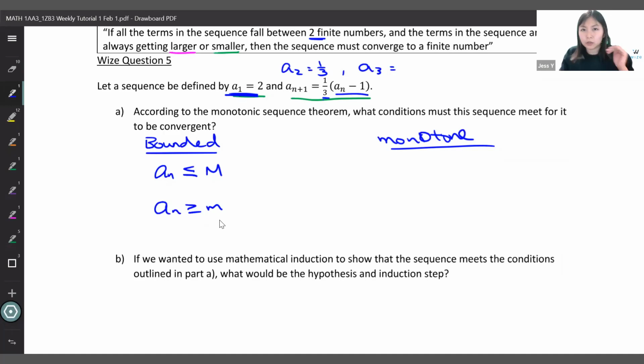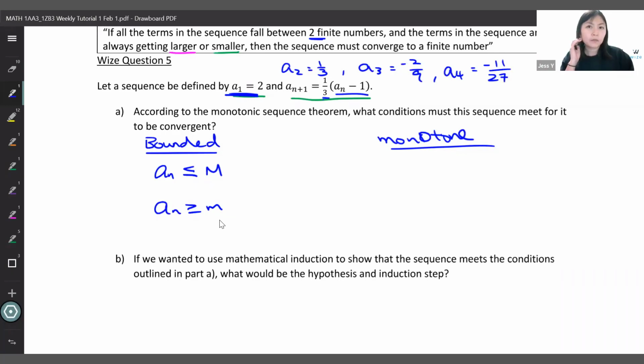You can use a calculator or do a little bit of mental math here. So 1/3 minus 1 is -2/3. 1/3 of that is -2/9. And then a4, that's going to be 1/3 times (-2/9 minus 1). -2/9 minus 1 is -11/9. 1/3 of that is -11/27. Okay. If you're not good with fractions, don't worry about doing it in your head. Just write it on a piece of paper or use your calculator.